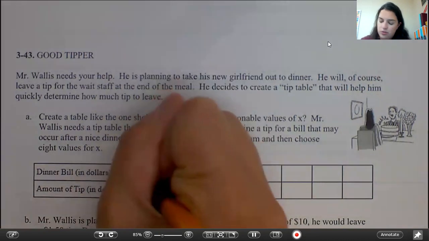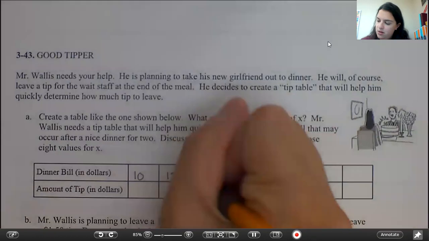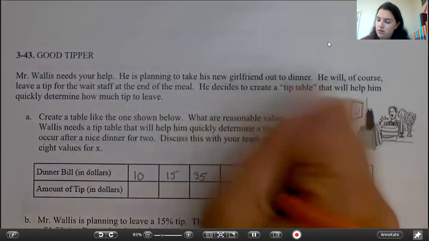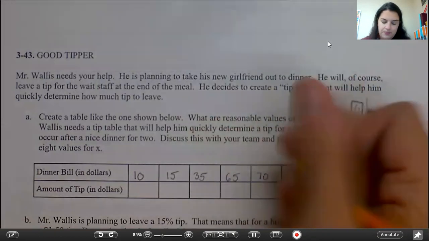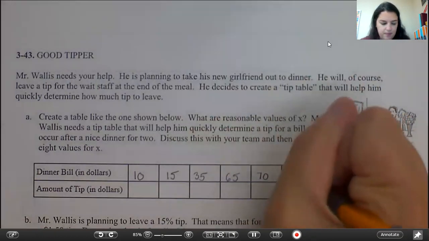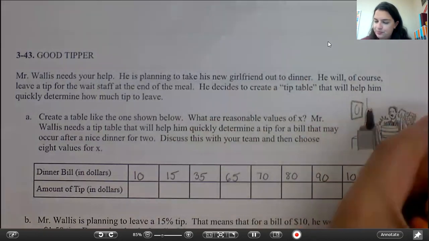Dinner bill in dollars, we're going to have 10, 15, 35, 65, 70, 80, 90, and $100.